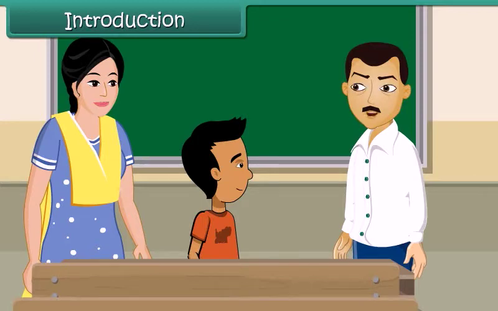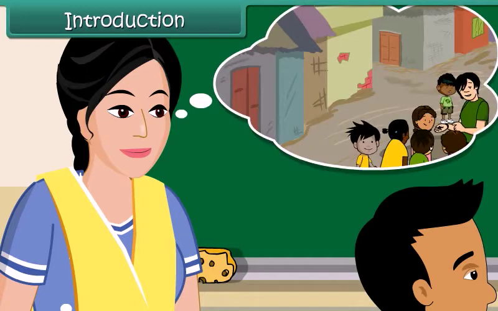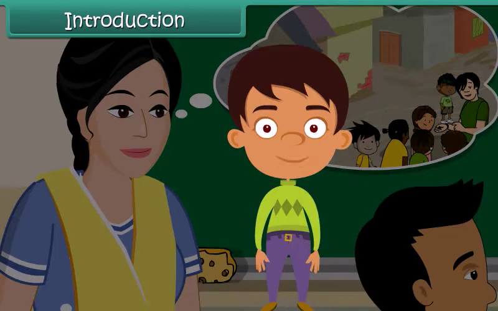If he continues to be irregular at school, he may have to repeat the class. Ramesh's mother knows the reason for his absence. They live in a slum area. Ramesh falls ill frequently because of his unhealthy surroundings. However, Ramesh's mother cannot understand how she can improve their surroundings. Let us understand how we can keep our surroundings and ourselves clean.